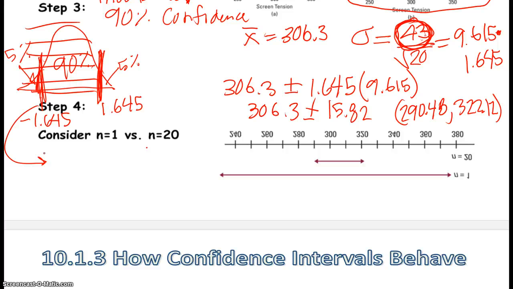But we are 90% confident that the true mean tension of all video terminals for sample size n equals 20 is between 290.48 and 322.12.